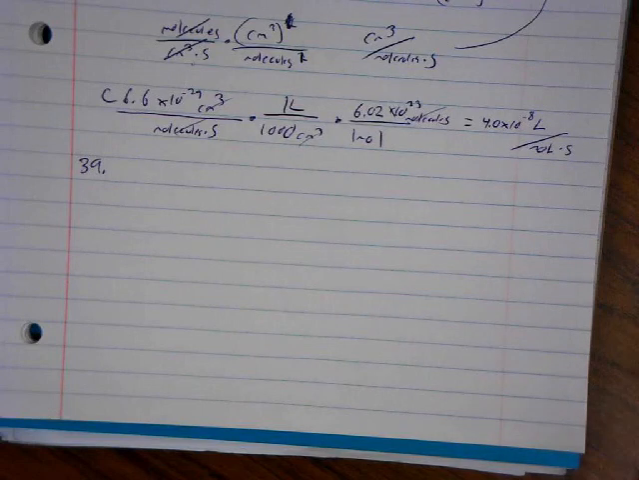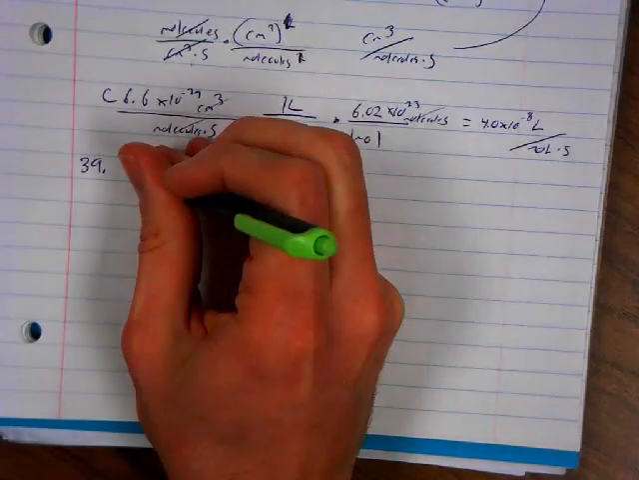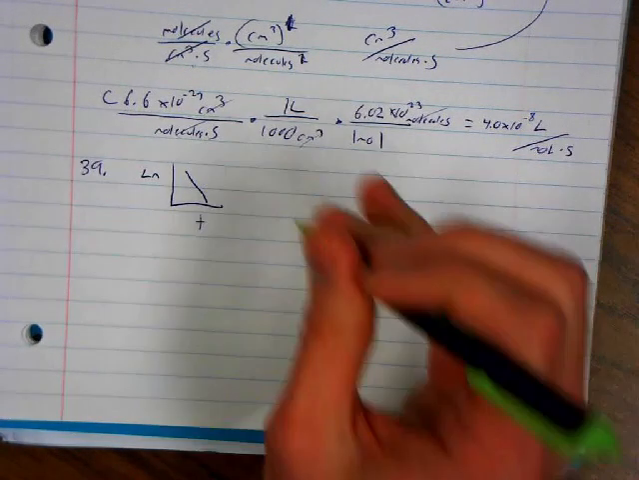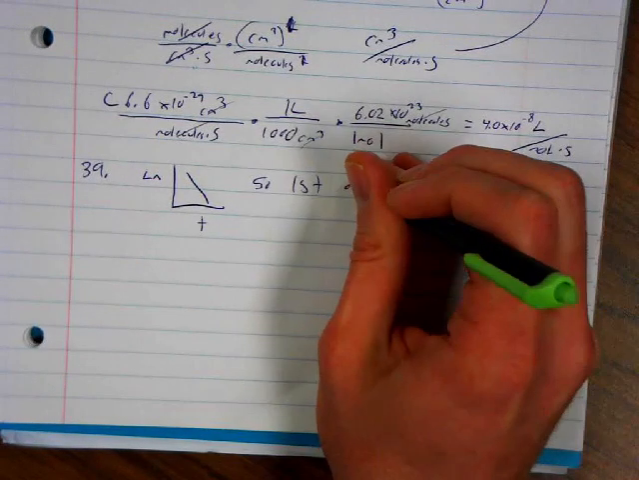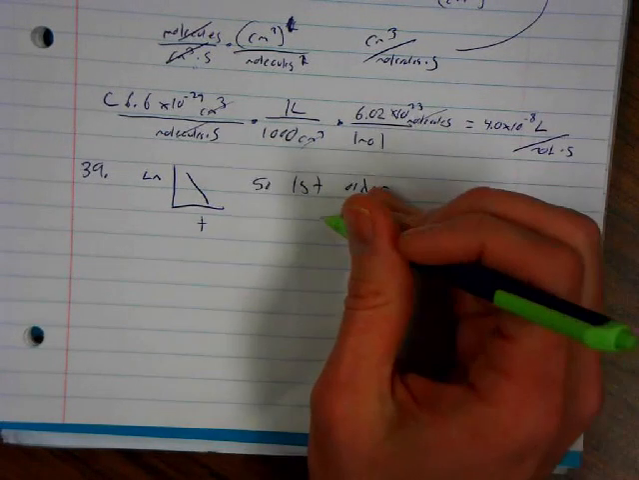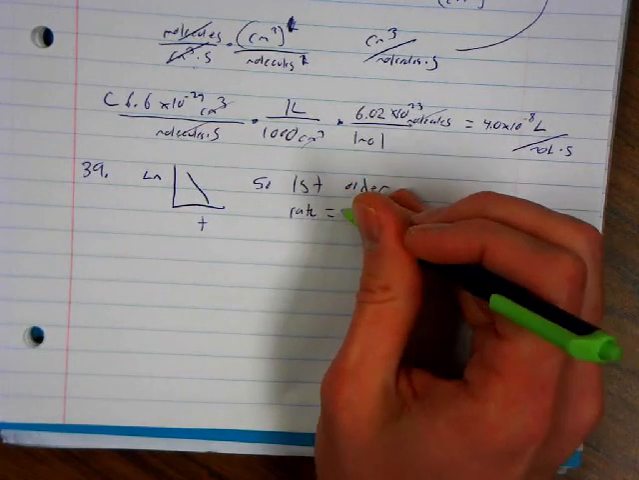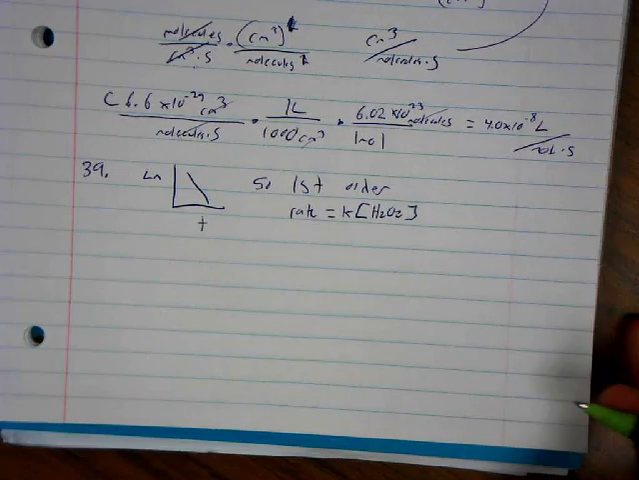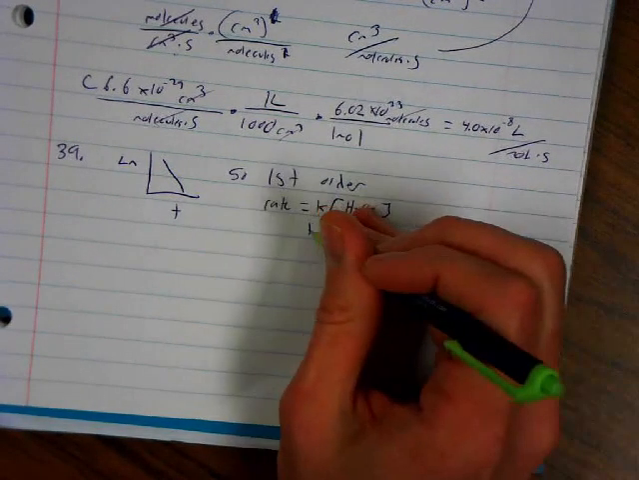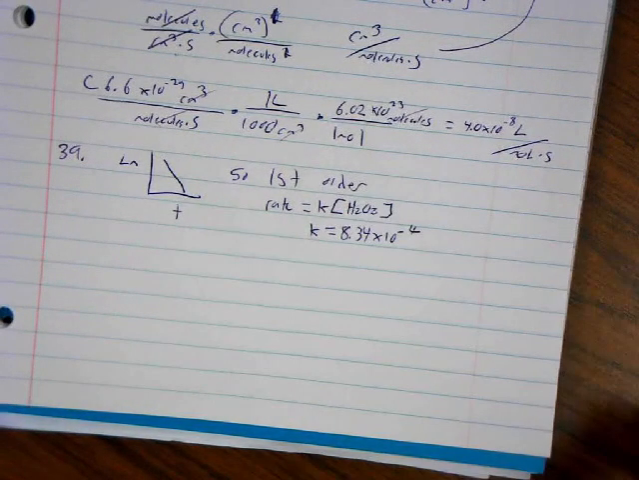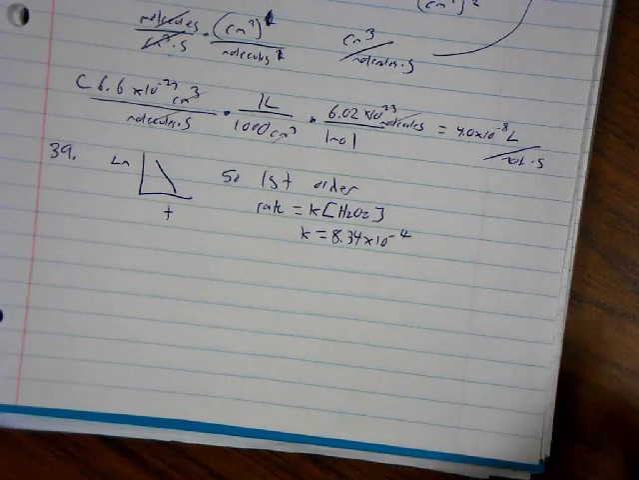For 39, you graph it. Have I just been doing it wrong the whole time? I don't know. If you're getting the right answer, then you're good. You graph it, and you get the natural log of concentration versus time as a straight line. Yep. So this is first order. So for 39, what are they asking me for? They're asking for the rate law. So the rate law is going to be rate equals K times the concentration of H2O2. You get K from your slope. You should have got 8.34 times 10 to the negative fourth. Yes?